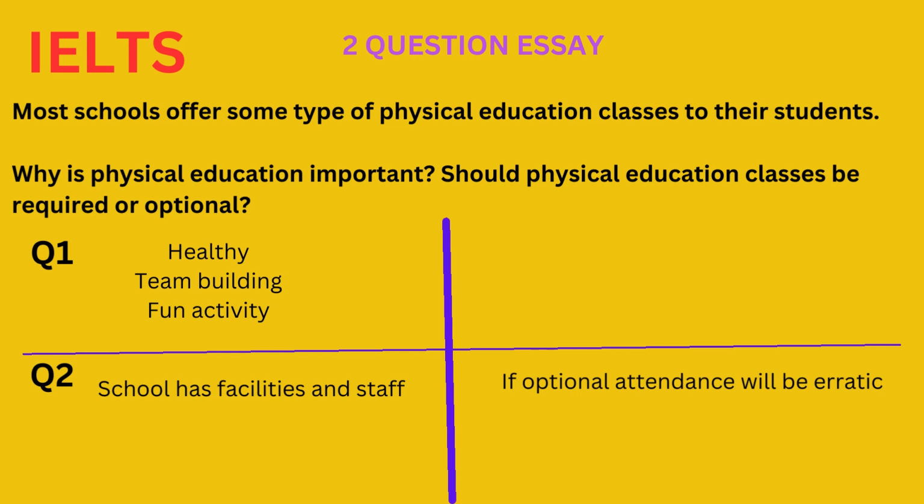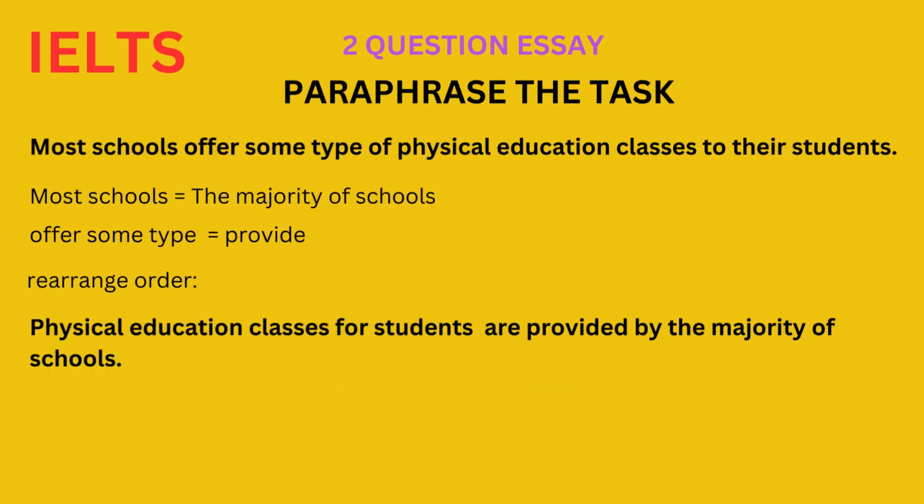So now let's start producing our introductory paragraph. We must start by paraphrasing the task. So let's do this now, and we've got to do it as quickly as possible. So we're not going to do anything too complicated. Let's break it down. Most schools, the majority of schools, it means exactly the same. Offer some type, provide, exactly the same. Right, so we've got those two changes. Now let's rearrange the order.